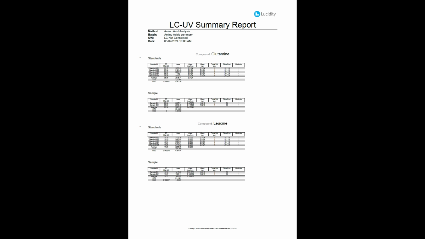Here is a sample summary report of the system suitability test that we just discussed. This report was for amino acid analysis in supplements. The report breaks down all of the data by peaks of interest, in this case, glutamine and leucine. The report shows the 5 standard injections grouped together and the 2 sample injections grouped as well.